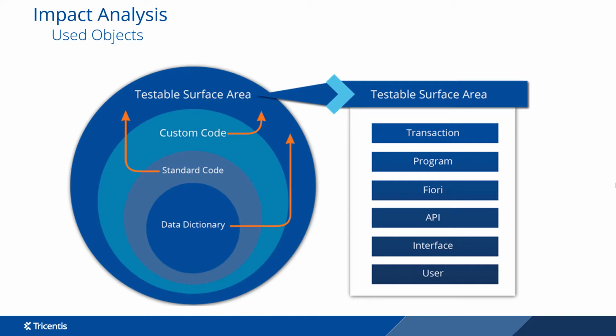Changes can come in at the data dictionary level, your standard code or custom code, but they all kind of bubble up to that testable surface area. Now in SAP, that would relate to transactions, executable programs, Fiori web apps, APIs, and other interfaces.